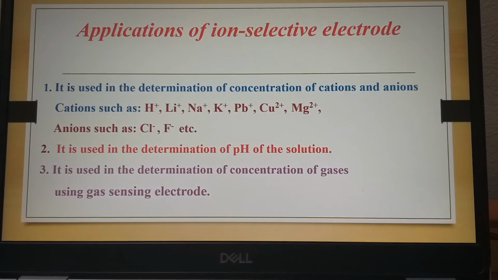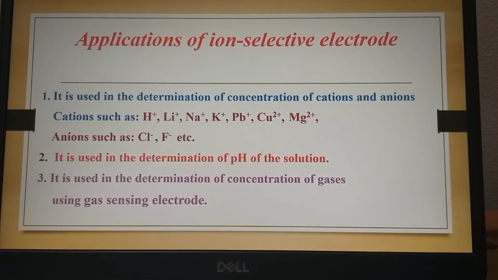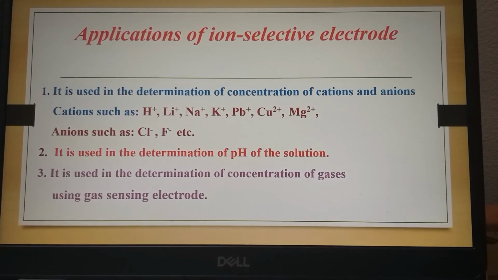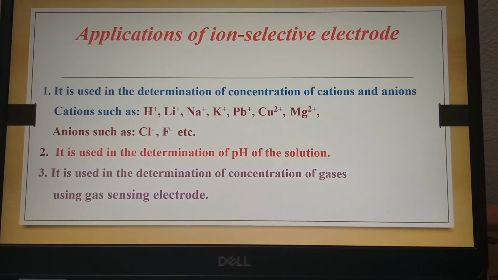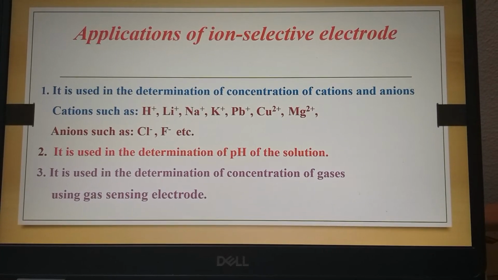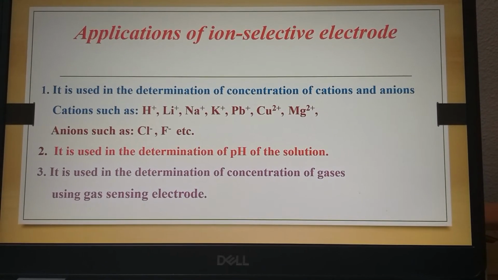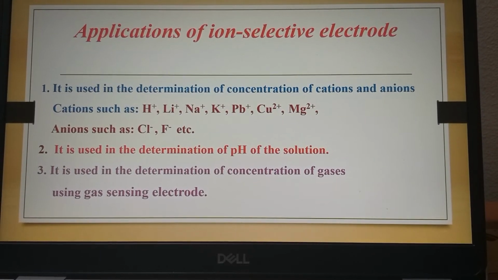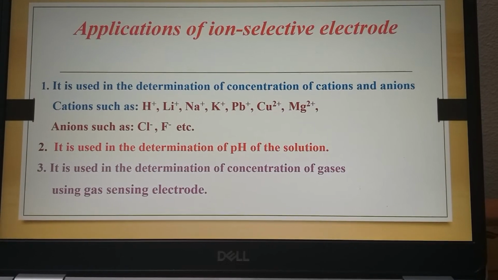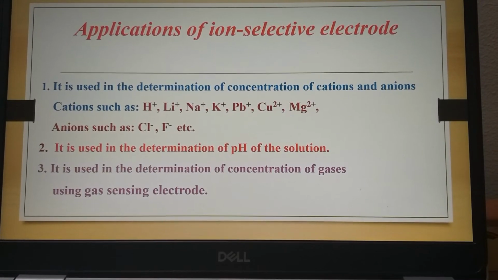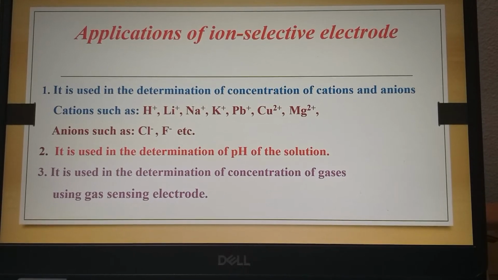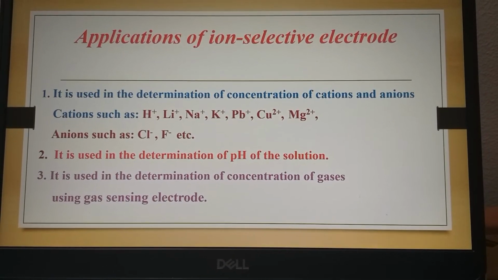The applications of ion selective electrodes are many. They can be used for the determination of concentration of various cations as well as anions, such as hydrogen, lithium, sodium, potassium, copper, magnesium, etc., and anions such as chloride, fluoride, etc. We can determine the pH of any given solution using the glass electrode.